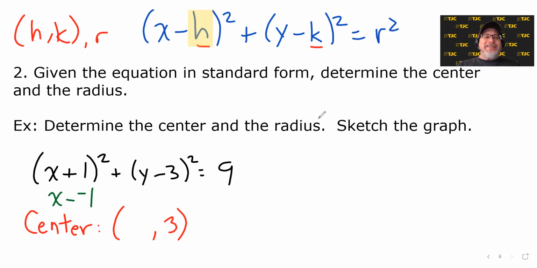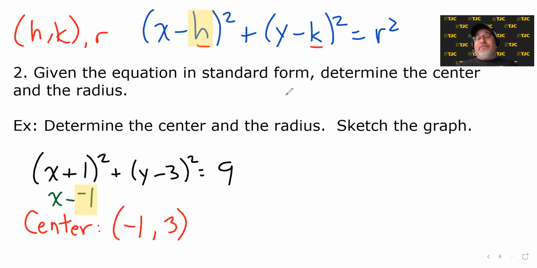And by writing it as x minus −1, it now allows us to answer the question, what is being subtracted from the x? And what's being subtracted from the x is −1. That's the x coordinate of the center.